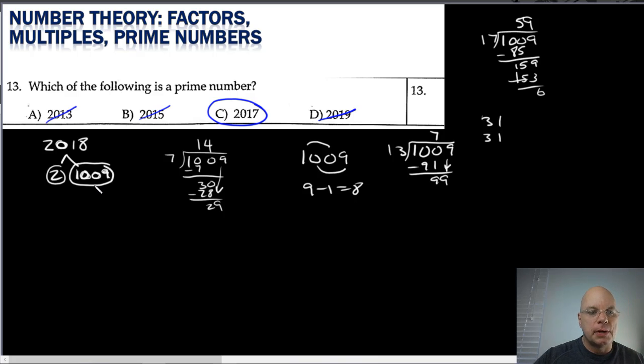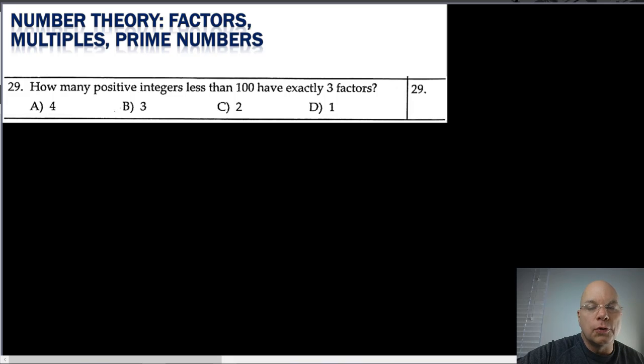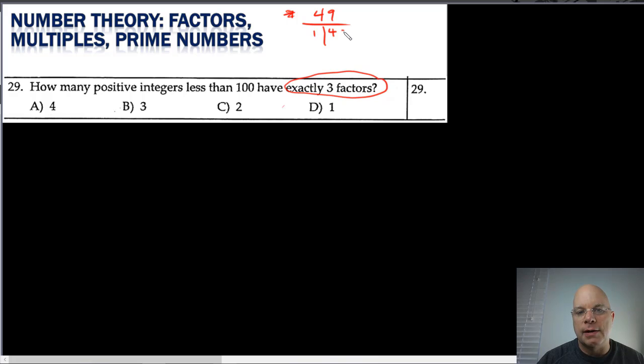Let's see. Problem number, Google it, is 1009 prime. Yeah, that's another way to do it. You can't do that on the contest though. How many positive integers less than 100 have exactly 3 factors? Here's something you need to know. The only numbers that have exactly 3 factors are perfect squares, like 49 we did before. It's 1 multiplied by 49 and 7 multiplied by 7. So if you're going to list those factors, it would be 1, 7, and 49.